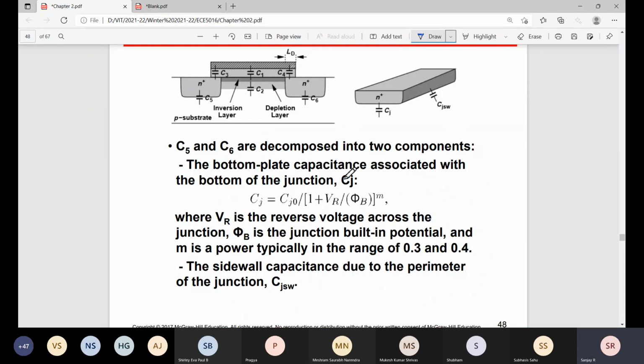Okay, so that's all about CJ. I discussed CJSW also. That will be specified in the device model, so no need to remember the formula. The actual depletion capacitance is CJ plus sidewall capacitance. Ideally CJ, but non-ideally some sidewall capacitance is also there. So the small signal model tool will consider this capacitance also.